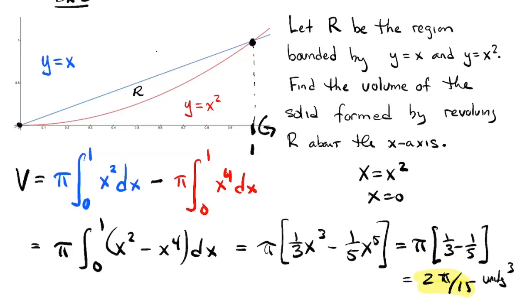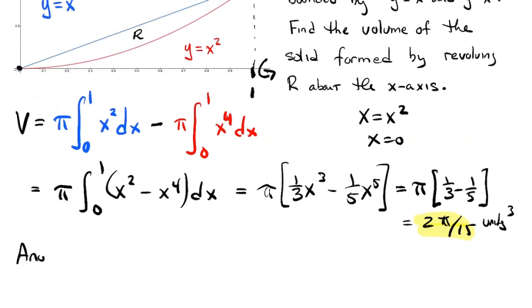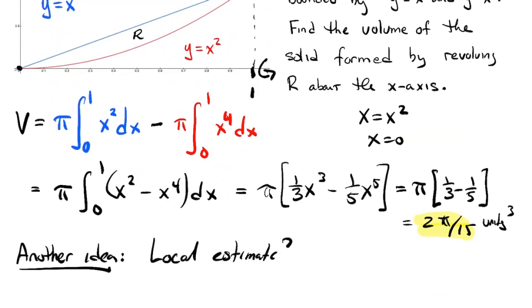All right, but there's sort of another way to think about this. Instead of thinking about it as the difference of two volumes, it's kind of a nice idea to have that we could just make another local estimate. So another idea for the same problem. Let's make a local estimate. What do I mean by that?